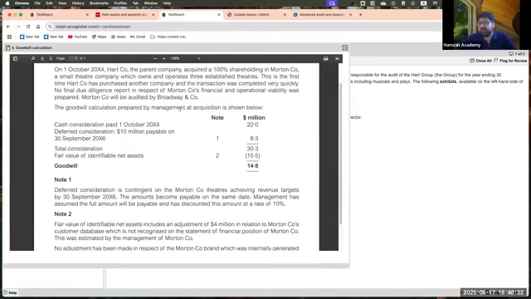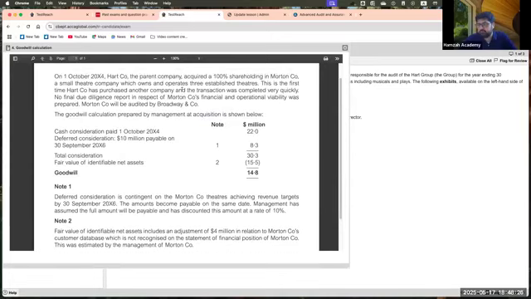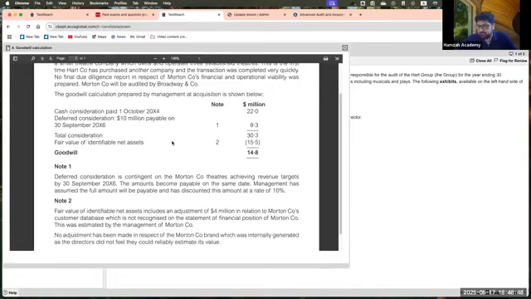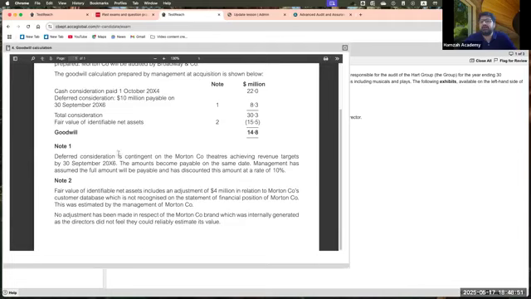The goodwill calculation prepared by the management on acquisition is shown below. Cash consideration paid 1st October 20x4, 22 million. Deferred consideration, 10 million payable on 30th September 20x6, 8.3 million. Total consideration. Fair value of identifiable net assets, 14.8. Deferred consideration is contingent on the Morton Company theaters achieving revenue targets by 30th September 2026. The amounts become payable on the same date. Management has assumed the full amount will be payable and has discounted this amount at 10%.